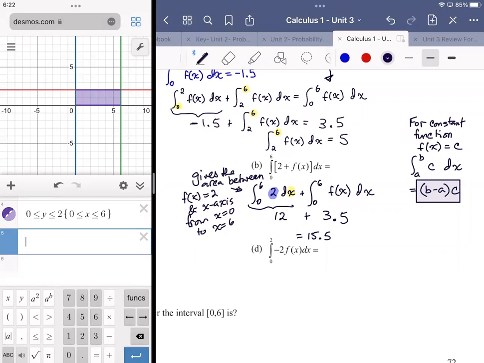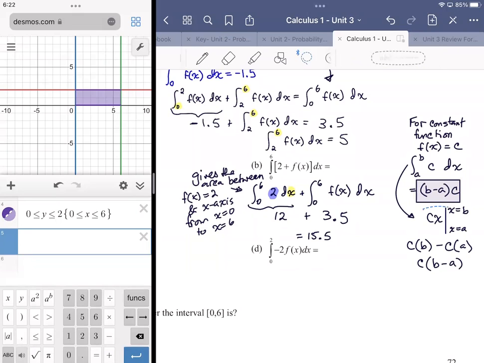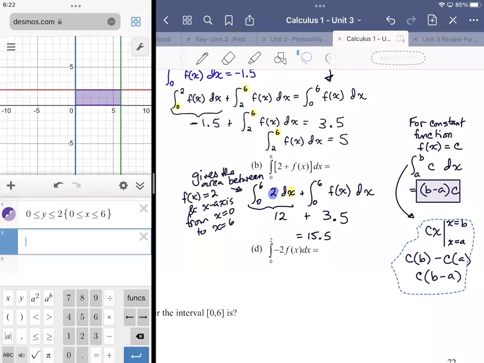If I were to take the antiderivative of some constant c, it would be cx over the interval of x equals a to x equals b. So c times b minus c times a. And then I pull out the c, and I get c times b minus a, right? So this is really just a proof of that. Not anything I'm going to ask you to do, but nice to know.